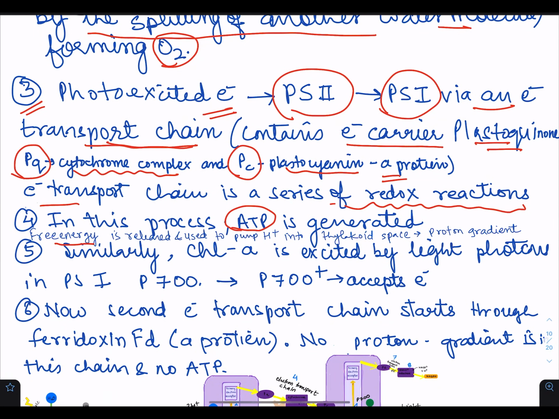Free energy is released and used to pump hydrogen ions into the thylakoid space. Okay. So, what is this? Proton gradient. It is generated.